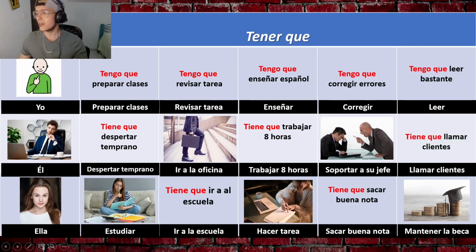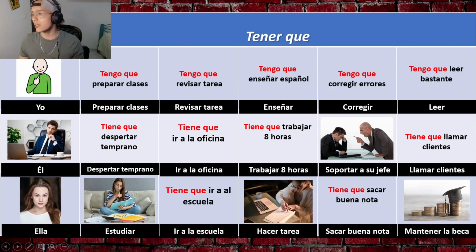And there it is. Now, let's see if you can do it yourself, okay? So I'll give you the cue and you give me the whole answer. I'll give you 5 seconds. So we say, él, ir a la oficina, tener que. Let's go. So we say, él tiene que ir a la oficina.